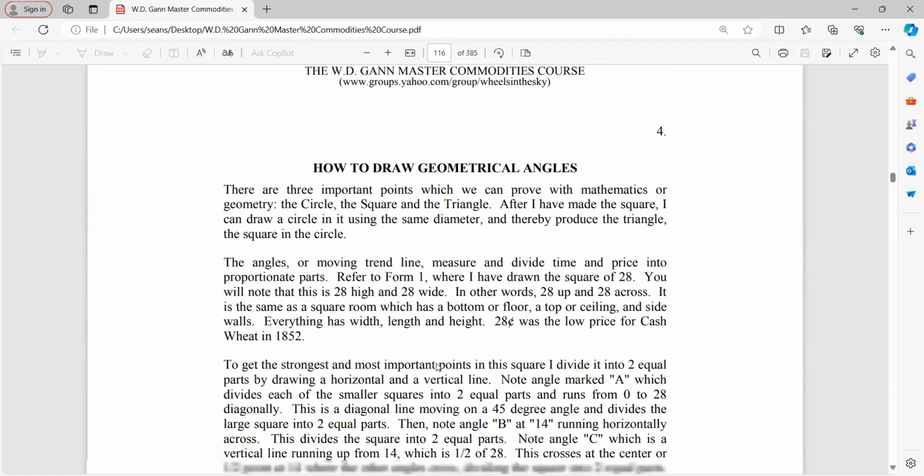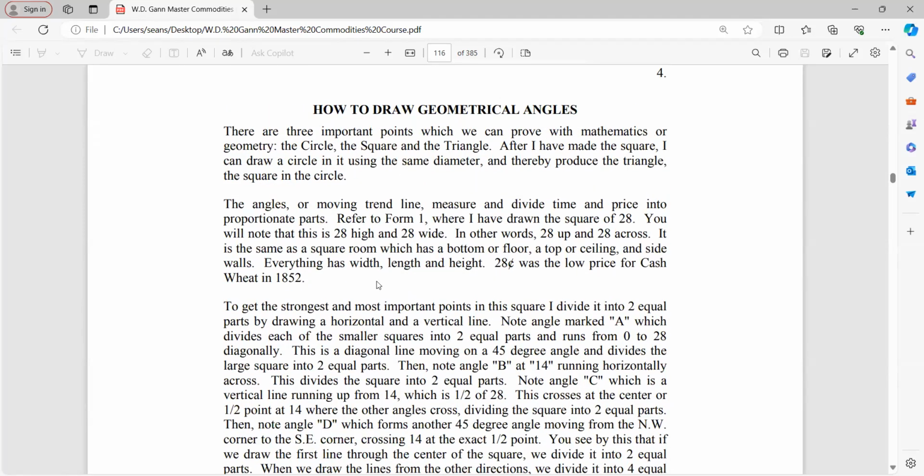So for that, next here, Gann says, okay, so once you know you need to draw a chart, and we're going to jump ahead a little bit because we're going to come back to how we properly scale it. But first, in order to do that, let's understand how Gann wants to draw us geometric angles. And he's going to define them here as well. So he says there are three important points which we can prove with mathematics or geometry: the circle, the square, and the triangle. After I have made the square, I can draw a circle in it using the same diameter and thereby produce the triangle, the square, and the circle.